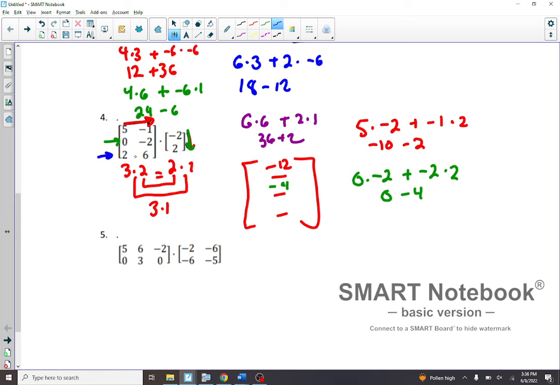And then bottom middle. 2 times negative 2 plus 6 times 2, negative 4 plus, not 8, 12. So that will become 8, my fault.